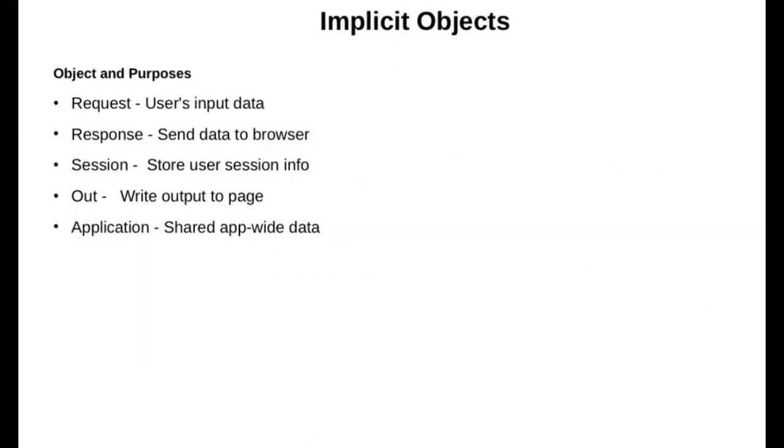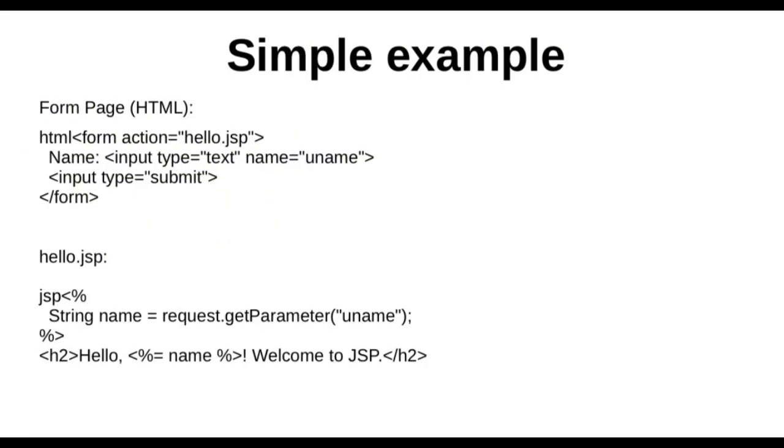The next one is implicit objects. JSP provides some built-in objects called implicit objects. For example, the request is used to get user input, the response is used to send output, session is used to store user data, out is used to display output, application is used for shared data. These objects are automatically available, so we don't need to create them.